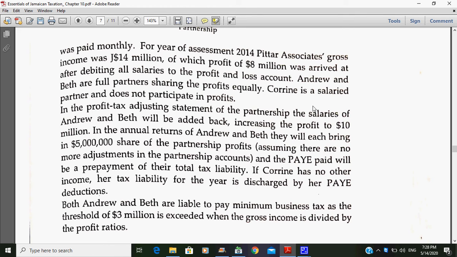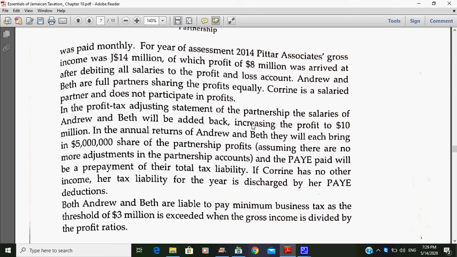Now in the profit tax adjusting statement of a partnership, the salaries of Andrew and Beth will be added back, increasing the profit to what? 10 million. In the annual returns of Andrew and Beth, they will each bring in 5 million share of the partnership profits, assuming there are no more adjustments in the partnership accounts. And the PAYE paid will be a prepayment of their total tax liability. Now, if Corinne has no other income, her tax liability for the year is discharged by her PAYE deductions. Right?